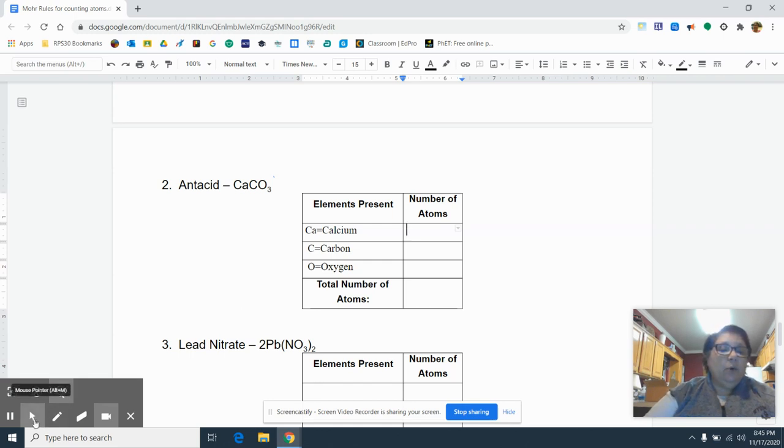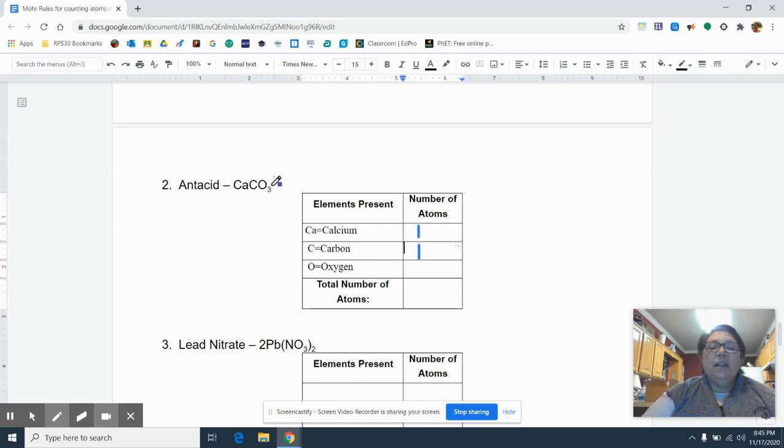Well, this does not want to work for me now. There we go. One atom. And then there's one atom of carbon. I'm not quite sure why this isn't working now. Fine. One.